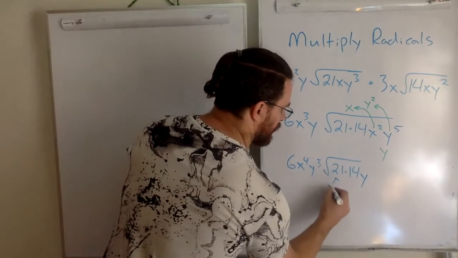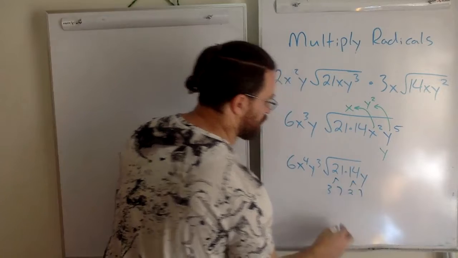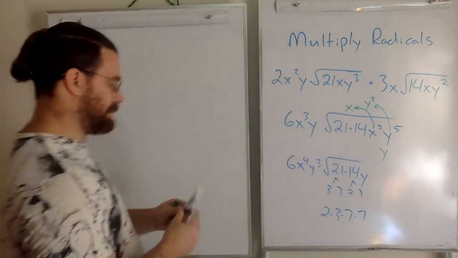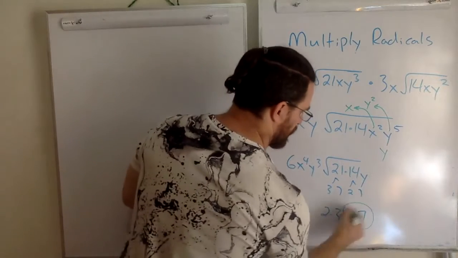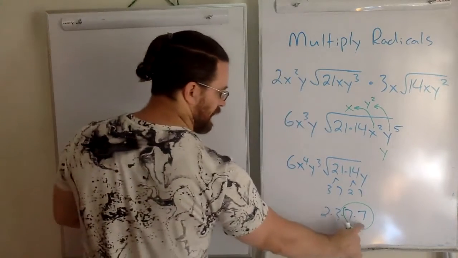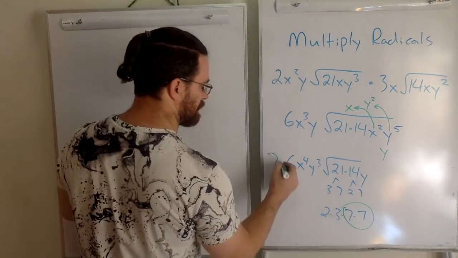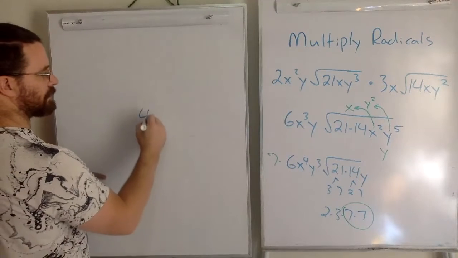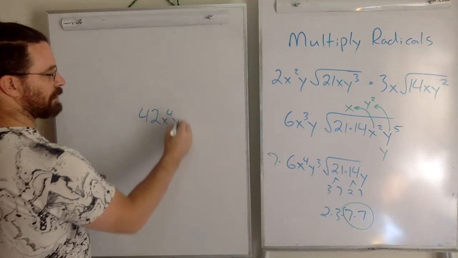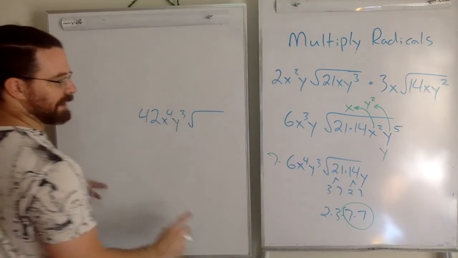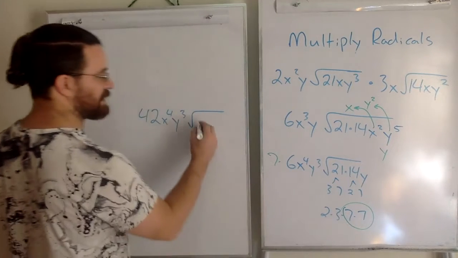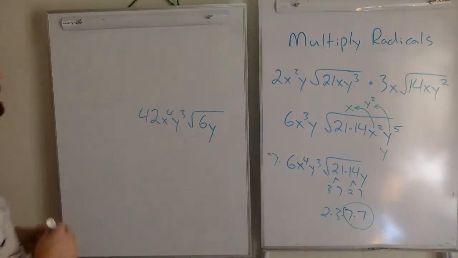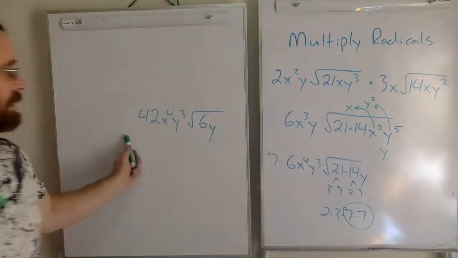So now I get 3 times 7 and 2 times 7 when I break down the numbers. So that's going to be 2 times 3 times 7 times 7. This guy will come out as a 7. So my final answer, I made 7 times 6 is 42. X to the fourth power, y cubed. And then on the inside, I'm left with 2 times 3. That'll make 6. And I'm left with the y. So this multiplication gives me that answer.